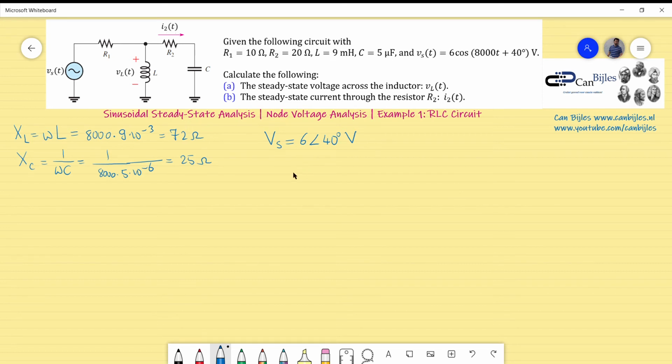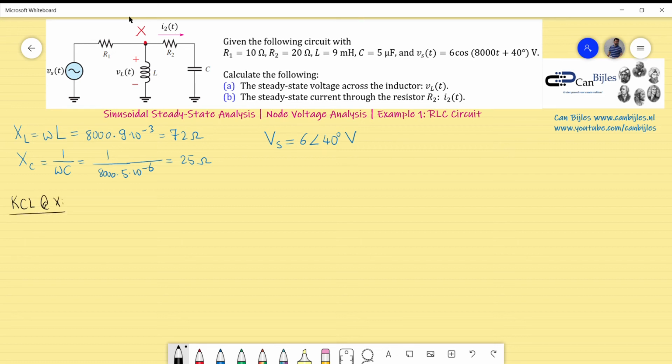I will set up the equation to carry out the nodal analysis. So I will define a point in the circuit. I will define this point, I will just call it X. And I will use Kirchhoff's current law at point X. That is actually what we do in nodal analysis.